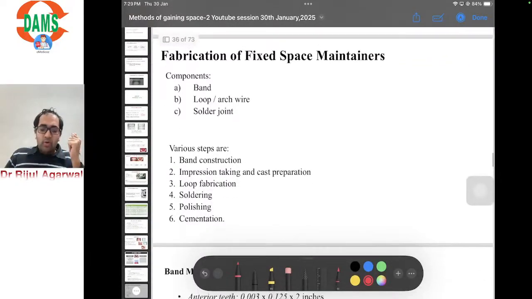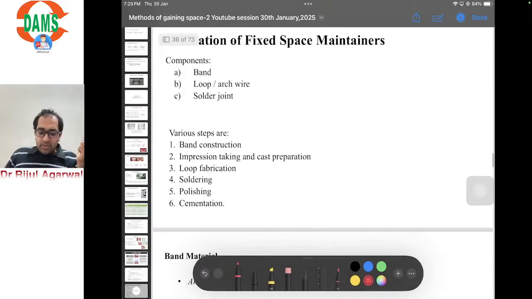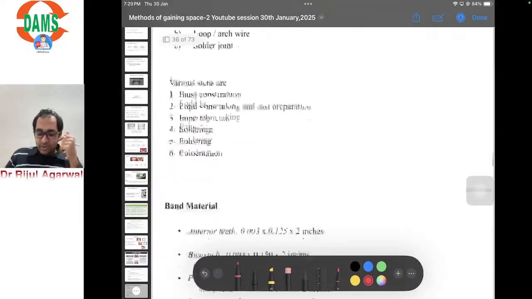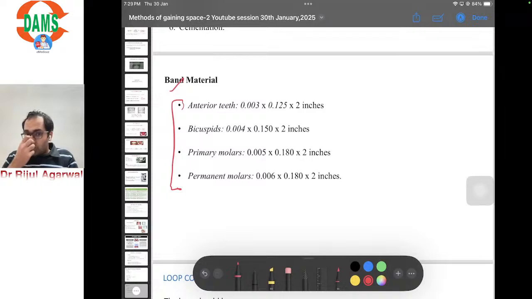So what are the components? It has a band, loop, and a soldered joint. The various steps are constructing a band, impression, loop fabrication, soldering, polishing, and cementation. Not important from your MCQ point of view. What is important are the band material and the dimension. For the anterior teeth, it's 0.003 into 0.125 into 2 inch. For premolars, it is 0.004. For primary molars, it's 0.05, and for permanent molars it is 0.06.